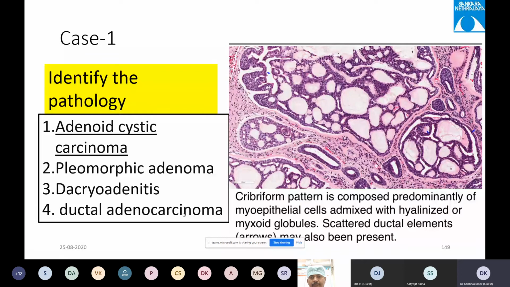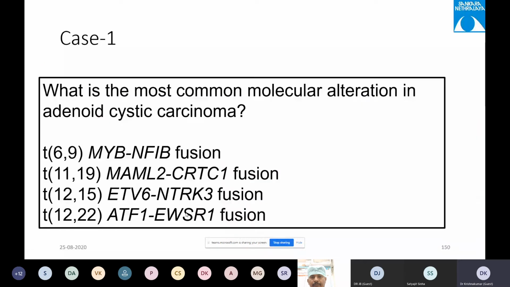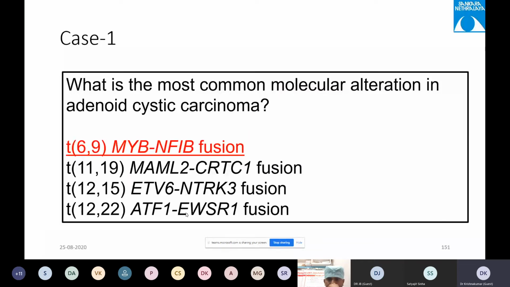What is the common molecular alteration in adenoid cystic carcinoma? It may be new to you, but learn. It is MYB-NFIB fusion. Most adenoid cystic carcinomas have this fusion gene reported. We don't know whether in future there could be a targeted therapy for this; currently, at this stage, there is none.